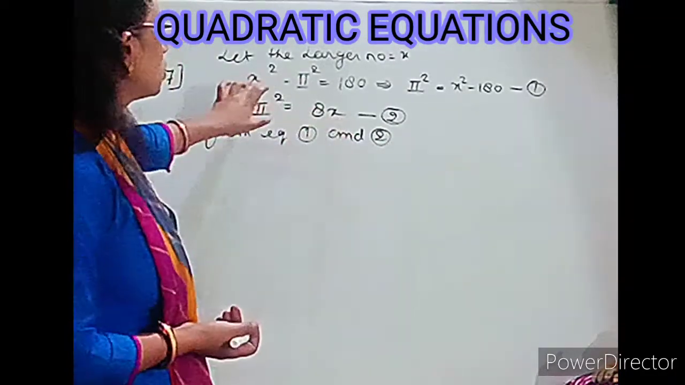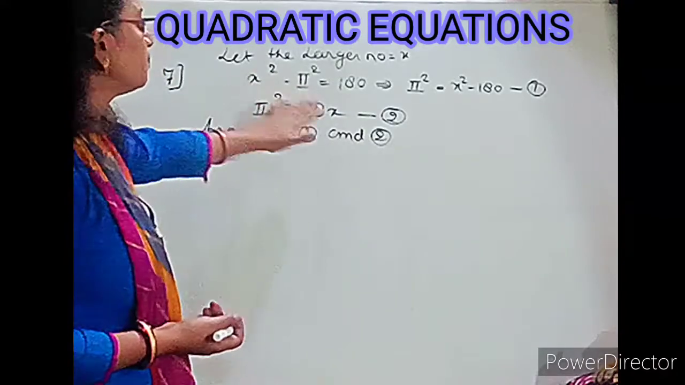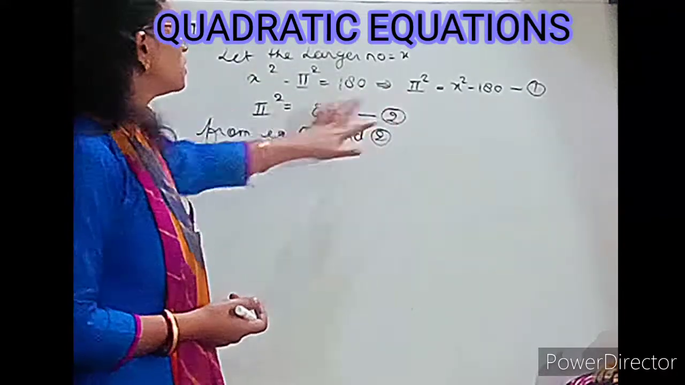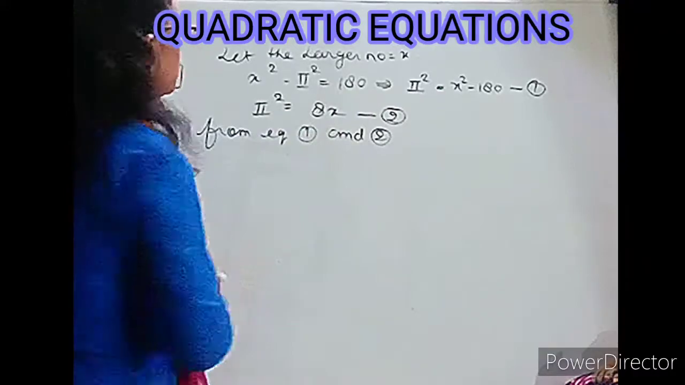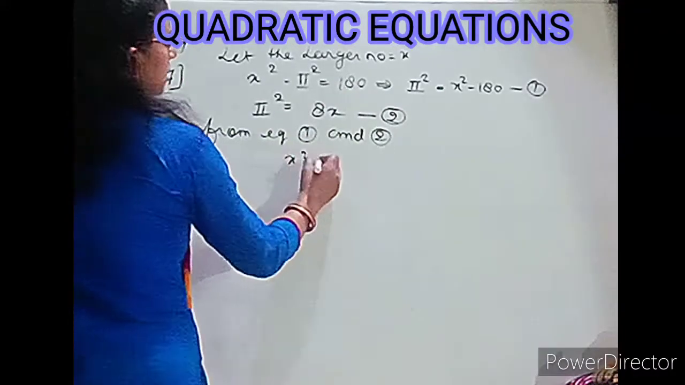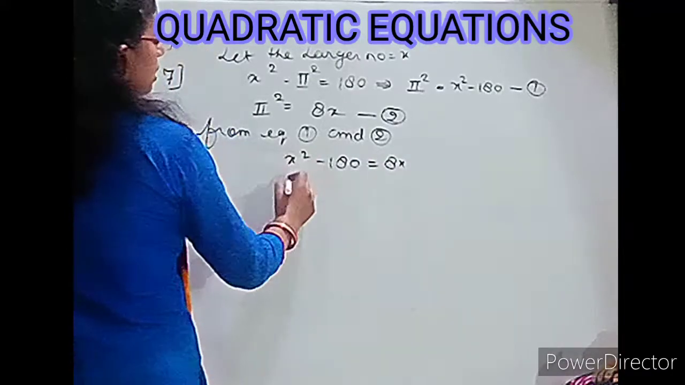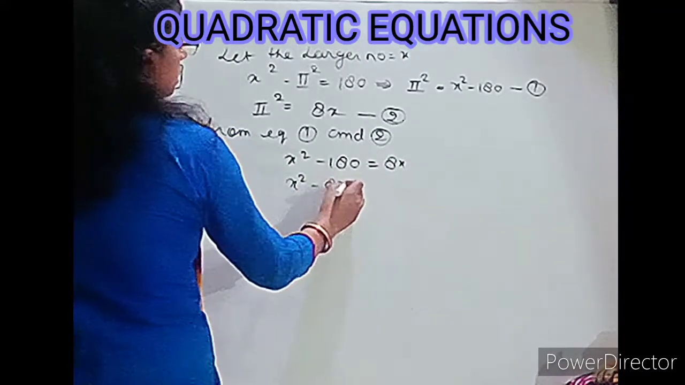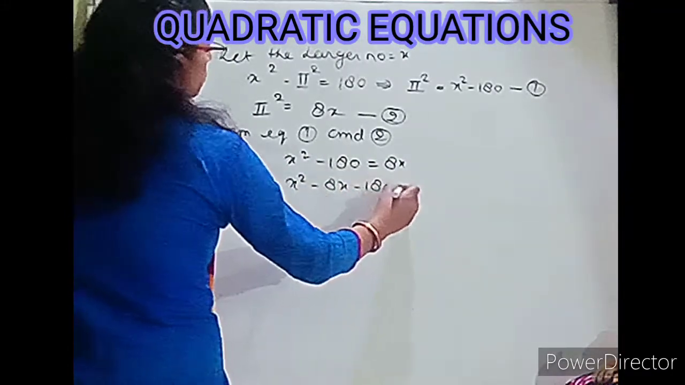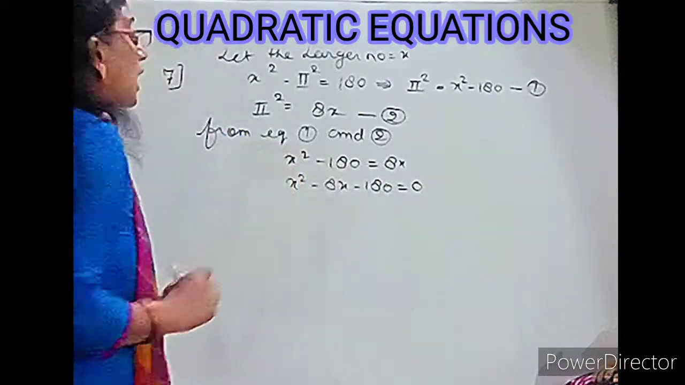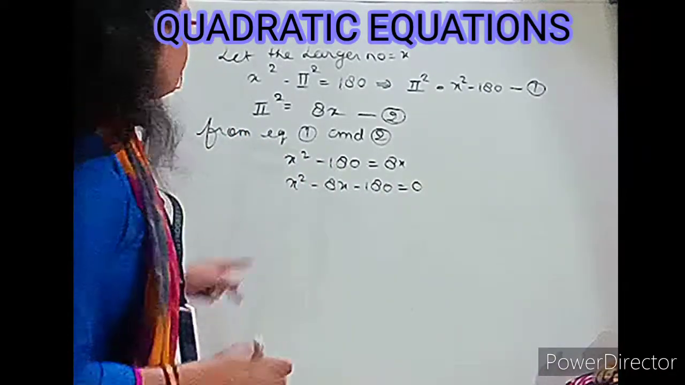Now which will be the larger number? This one. This will be the larger number. This we are given. Now see, these two equations' left hand sides are equal, so right hand side will also be equal. x square minus 180 equals 8x. Bring it this side. So x square minus 8x minus 180 equals 0. Now we have to calculate it by the splitting method.